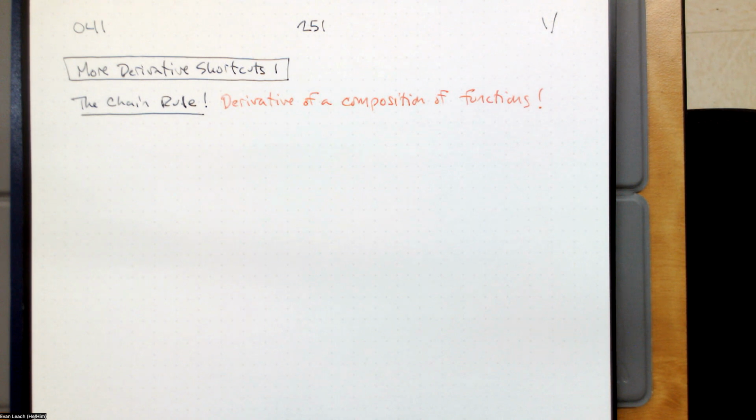Today, we want to get into more derivative shortcuts. This week is going to be about more derivative shortcuts. And we're going to start with our favorite one, the one that we've been using this whole time, even though we didn't know it.